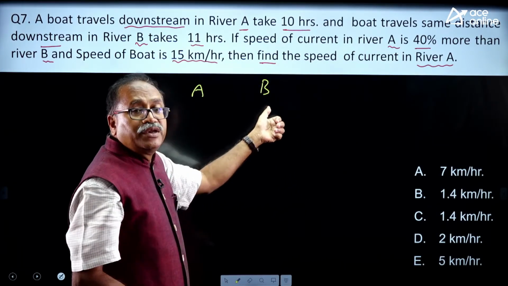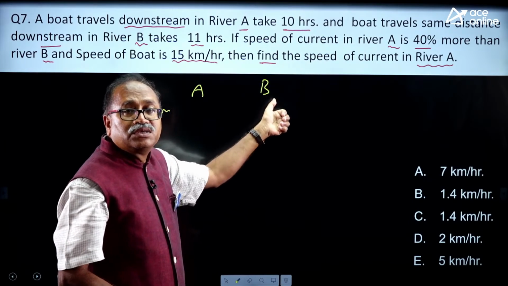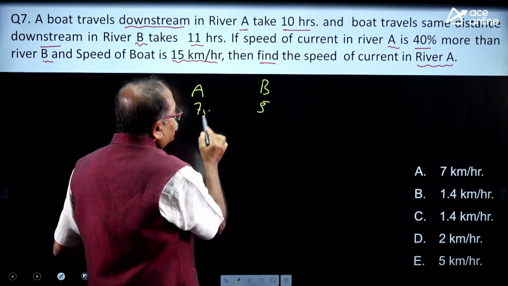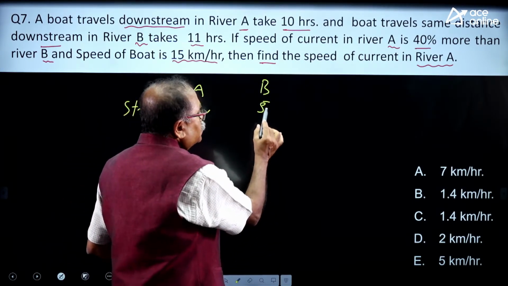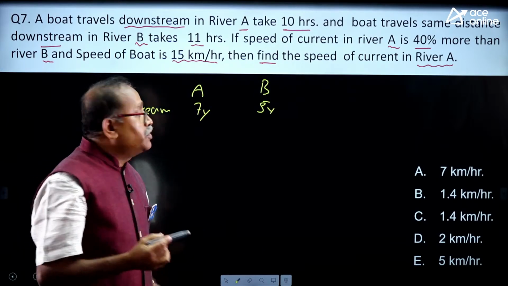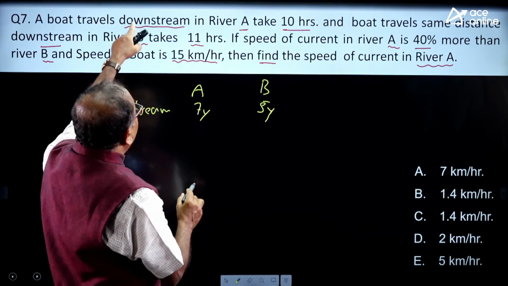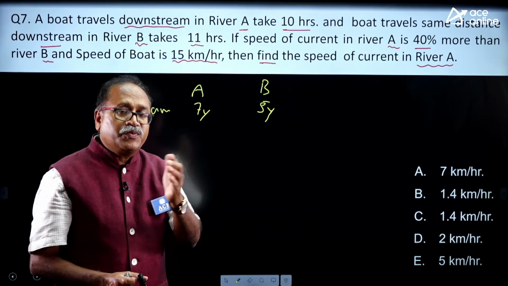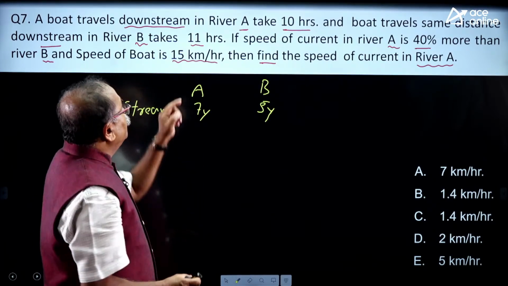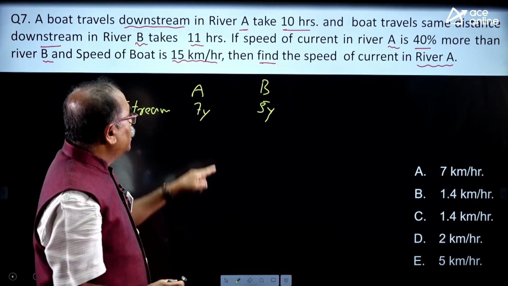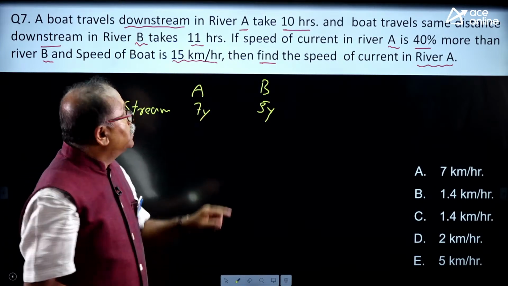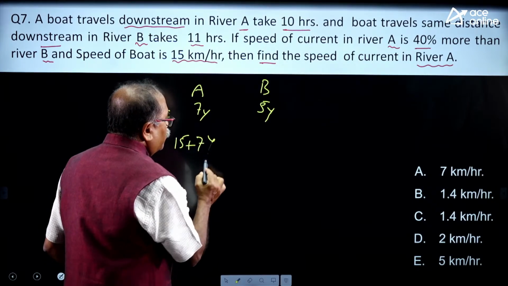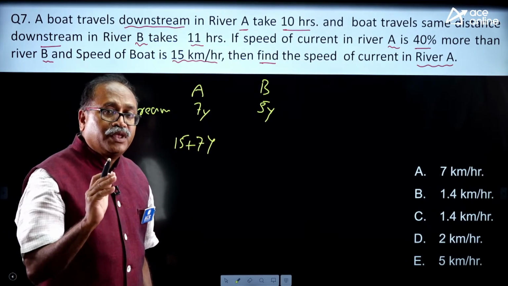So if B is 100, A is 140, the ratio is 7:5. I can consider that if this is 7y, this will be 5y. Then what will be the downstream speed? The downstream speed is always x plus y, the speed of the boat plus the speed of the current. We know the speed of the boat is 15 km per hour. So in case of A, downstream, it is 15 plus 7y. That's the downstream speed in river A.